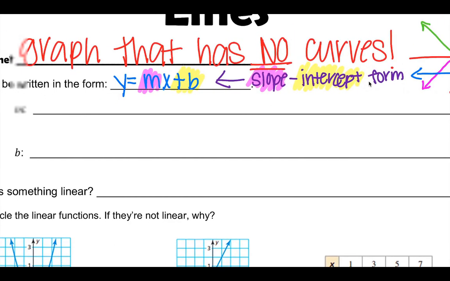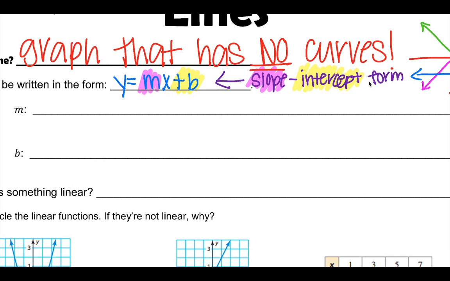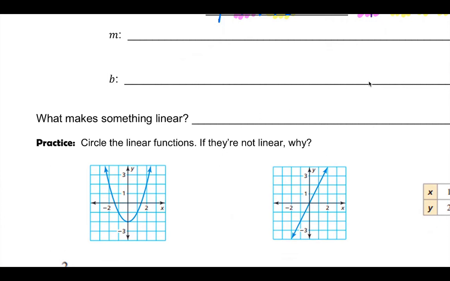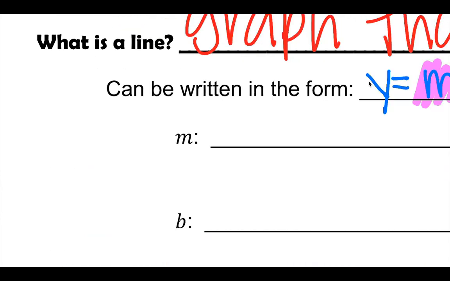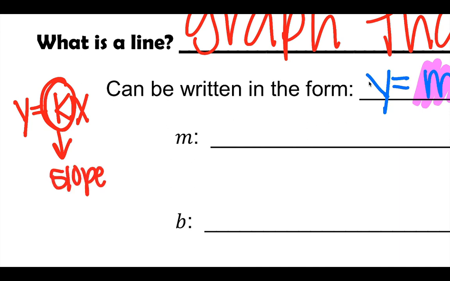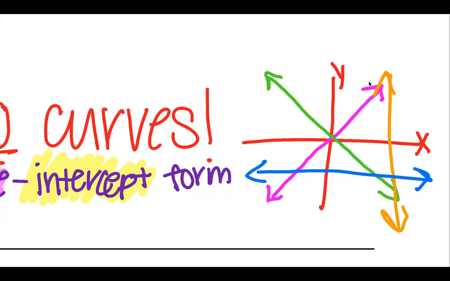We touched on this a little bit with direct variation, when we had the equation y equals kx, and we talked about how k was the exact same thing as m. It's the same thing as slope, but the only difference was it didn't have a b. We weren't adding anything, because that line always went through the origin. When we have a b, that's what makes our line not go through the origin.